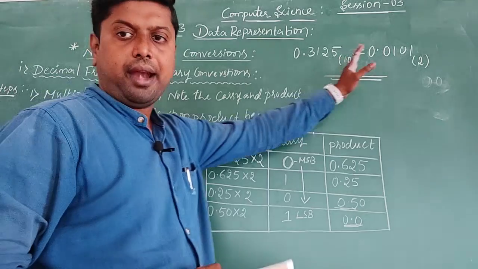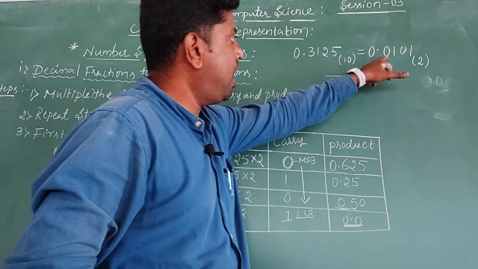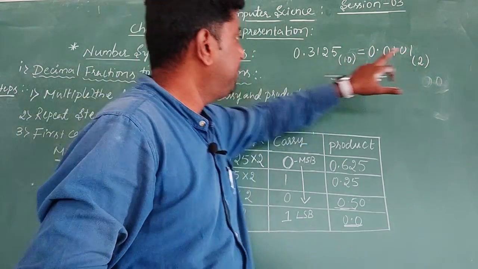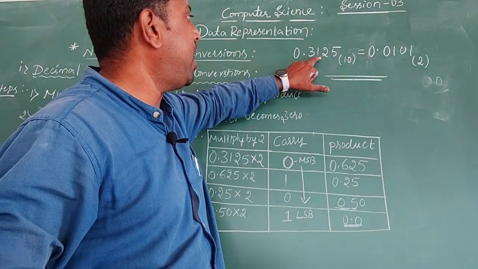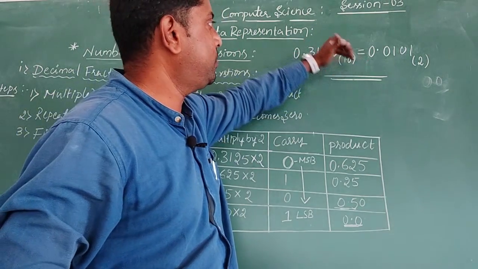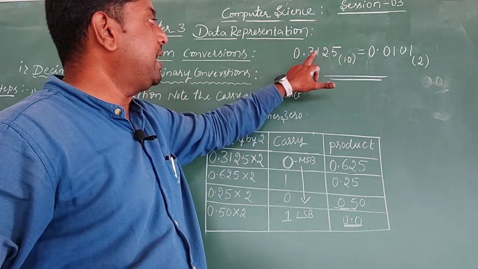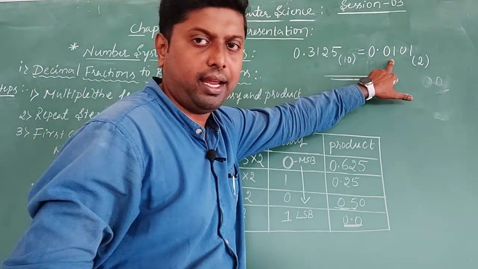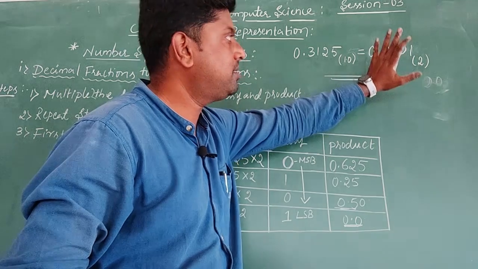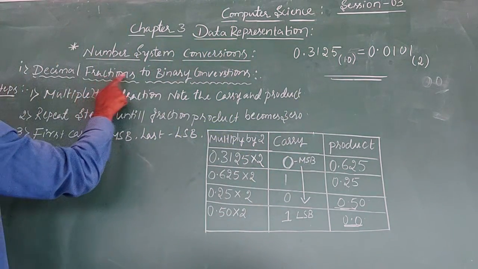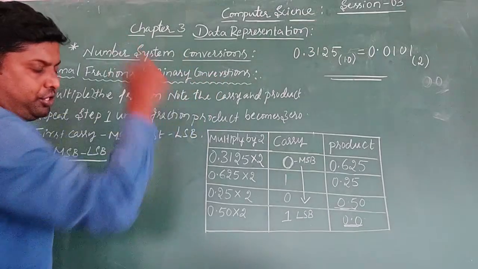Check the right side: 0 and 1, only these numbers are there. But check the left side: 3, 1, 2, 5, all the numbers are there. This is the conversion of decimal fraction to normal binary. This is the method of converting a decimal fraction to binary.